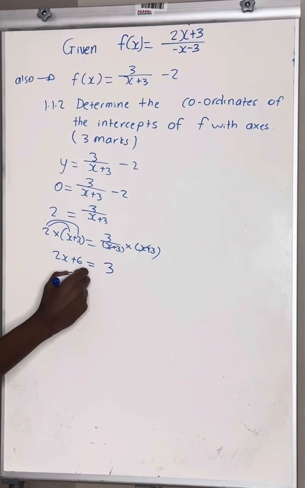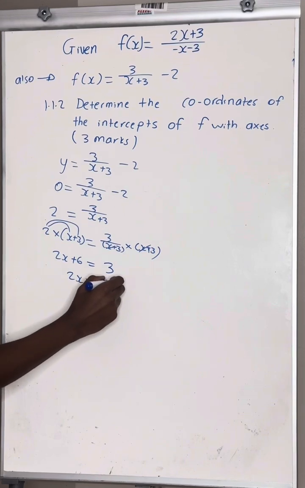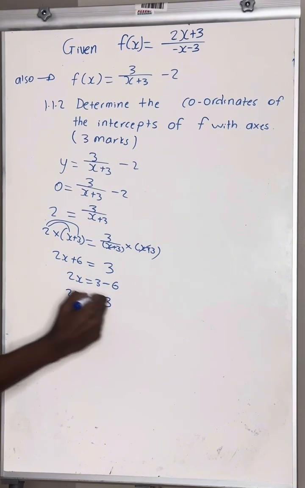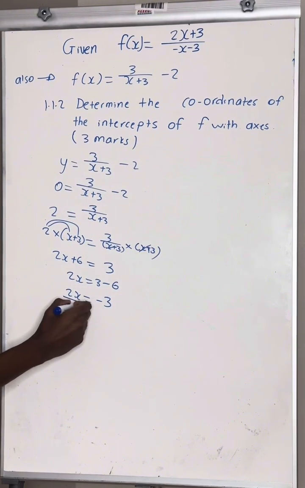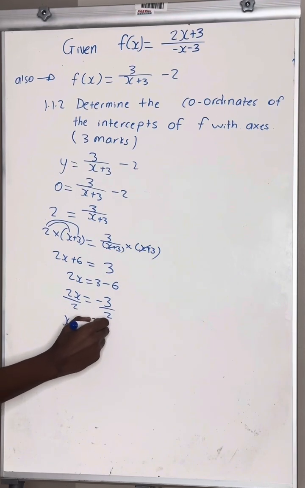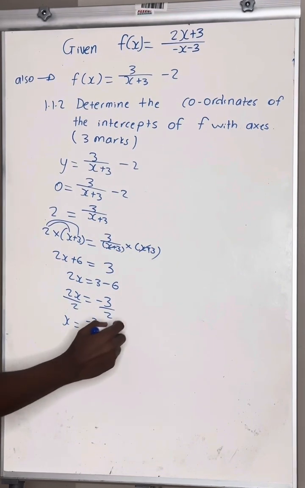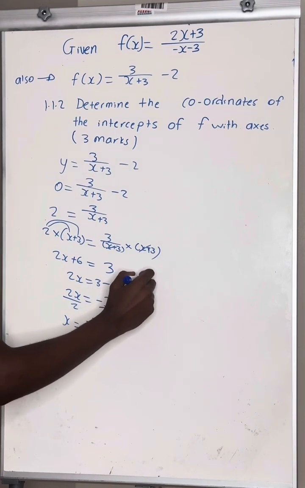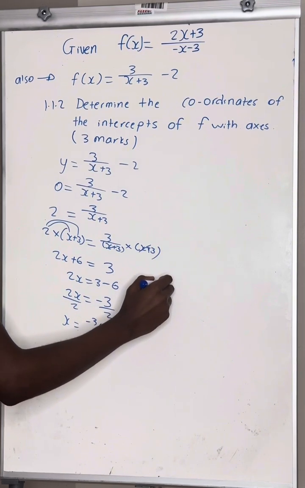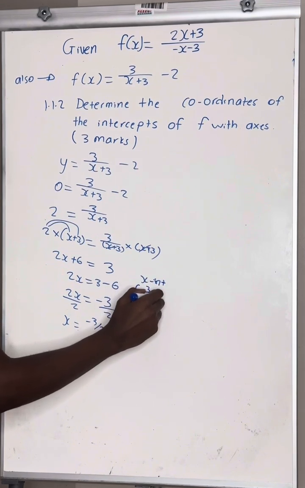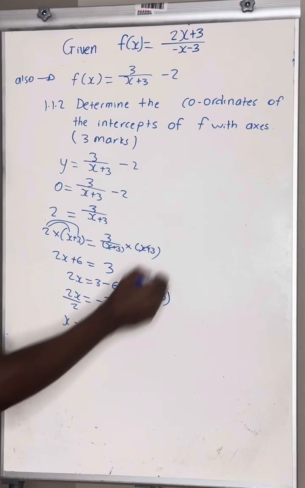And then it's going to be 2x is equal to 3 minus 6. Okay? And then 2x is equal to negative 3. Divide by 2 on both sides. x is equal to negative 3 over 2. So this is the coordinates of the x-intercept. So the x-intercept is negative 3 over 2 and 0.